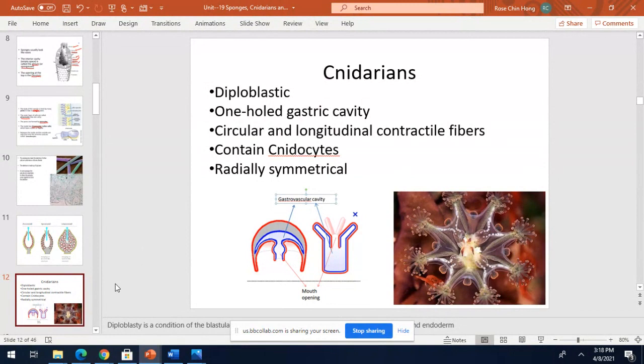So now let's move on to cnidarians. We are moving on to the animalia that's diploblastic. Sponges are not considered diploblastic because it's not really any kind of layer, really. You see the layers, but it's a confederation of cells, all right?